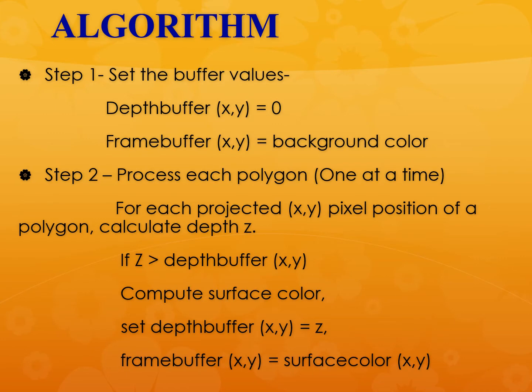Now we will see the algorithm for Z-buffer. In step 1, set the buffer values as depth buffer (x, y) equal to 0 and frame buffer (x, y) equal to background color. In step 2, process each polygon one at a time. For each projected (x, y) pixel position of a polygon, calculate depth z. If z is greater than depth buffer (x, y), compute the surface color. Set depth buffer (x, y) equal to z and frame buffer (x, y) equal to surface color (x, y).